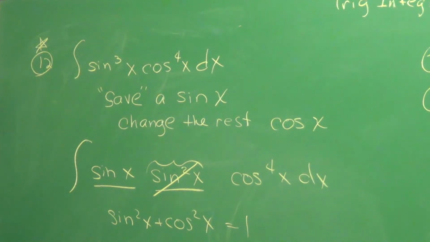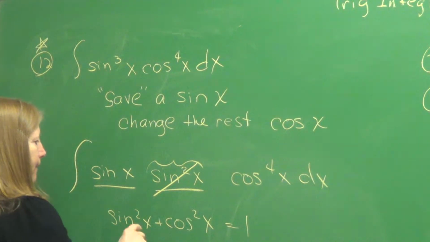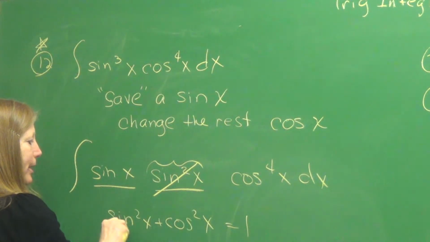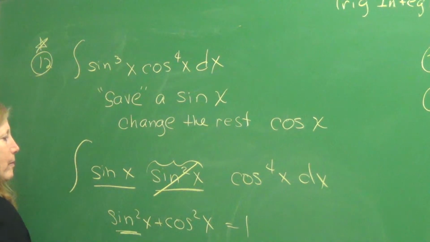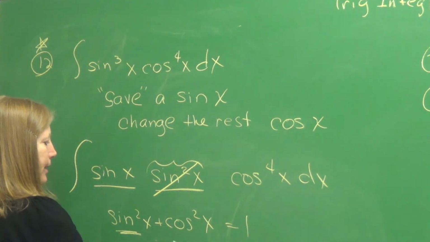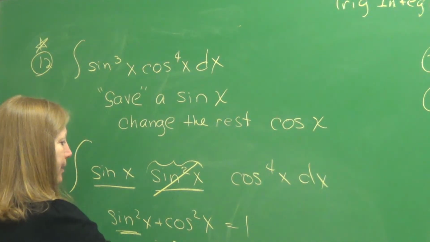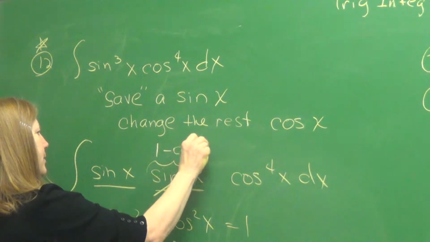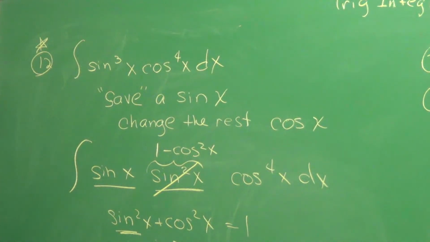I don't know, would you have to set the expression equal to something? Pardon? Just rearrange this. Oh, okay. So you've got sine squared right there. So you subtract cosine squared. Right. So sine squared is going to be 1 minus cosine squared. Is that all right? Mm-hmm. All right, 1 minus cosine squared is going to take the place of sine squared.